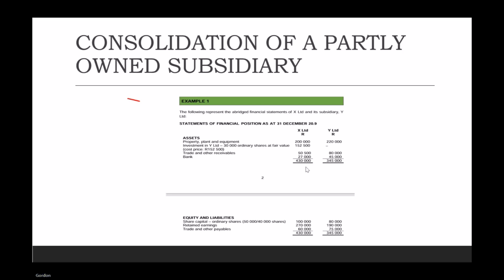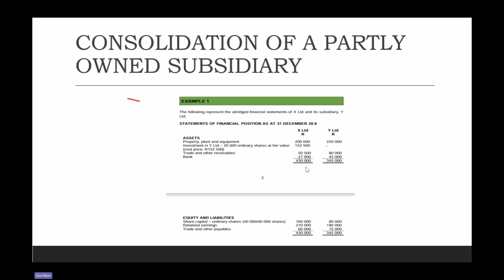I just want to find out what the journal entries are before acquisition. So the journal entries in terms of retained earnings and share capital in the event that the company has been trading before you acquired your holding in them. Okay, cool. Good question.